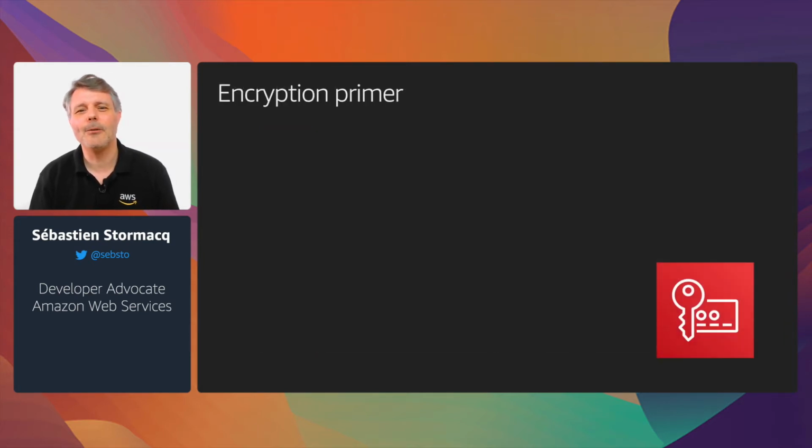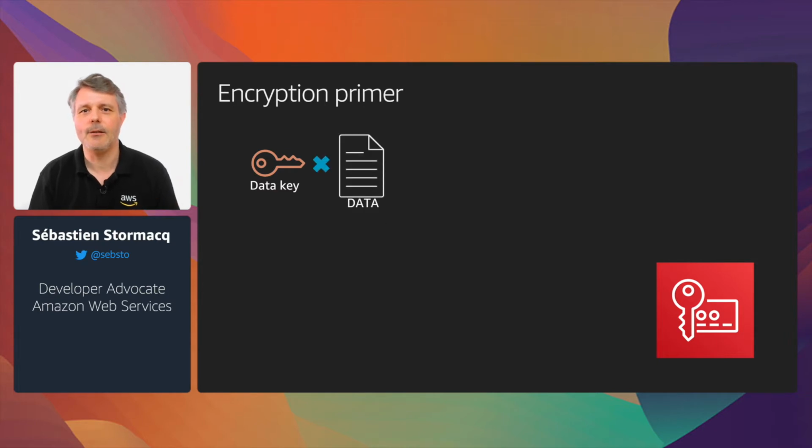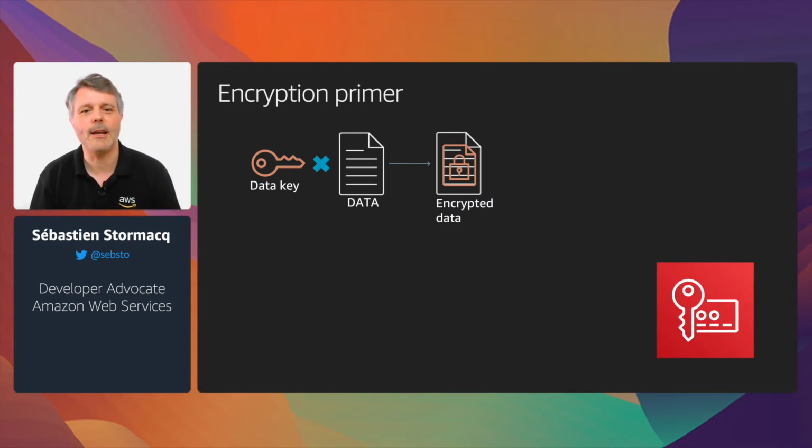So before going into KMS, let's recap a bit about encryption, at least encryption with symmetric key. So it's the same key used to encrypt and to decrypt your document. Let's say you have a key, call it a data key, and you have your document to encrypt. By combining the two with an algorithm like AES, for example, Advanced Encryption Standard, you can create an encrypted data document that can only be decrypted with the corresponding data key, the same data key.